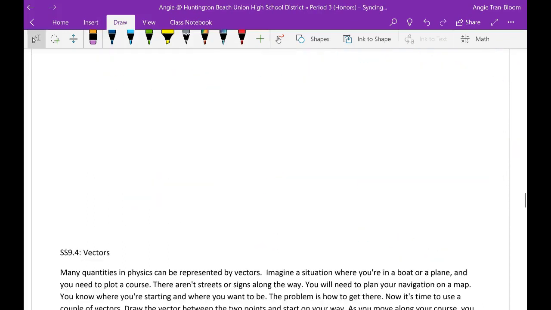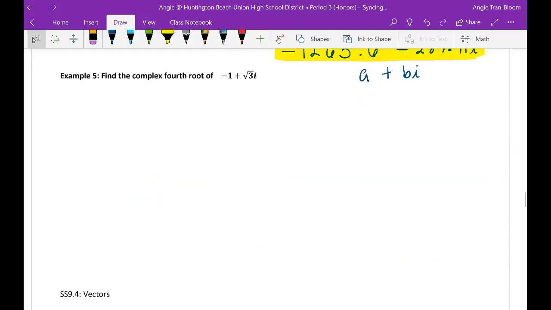All right, guys, we are on our last example, okay? Yay, the end of 9.3. So the last example of 9.3. Example 5: find the complex fourth root of -1 plus radical 3i.